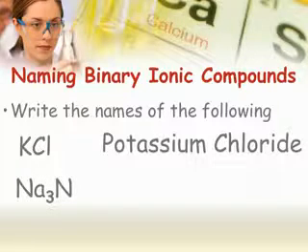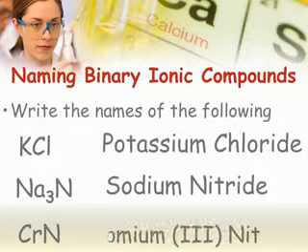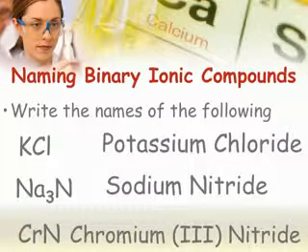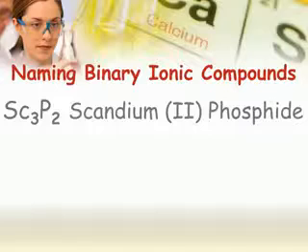This one, again, simple. Sodium nitride. Again, notice there's no Roman numeral. Okay, now try this one. All right, look at where Cr is in your periodic table. It's a transitional element, so we call it chromium(III) nitride. All right, location in the periodic table will help you determine whether you need to use these Roman numerals or not. Okay, let's try this one. Scandium(III) phosphide.